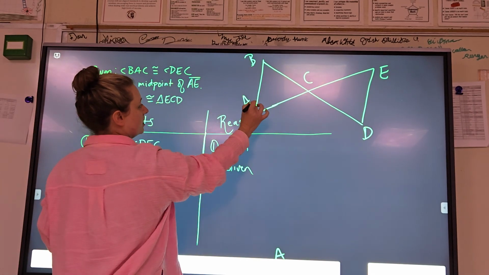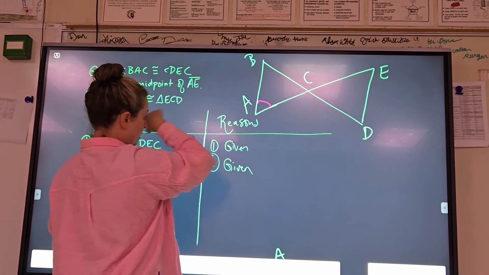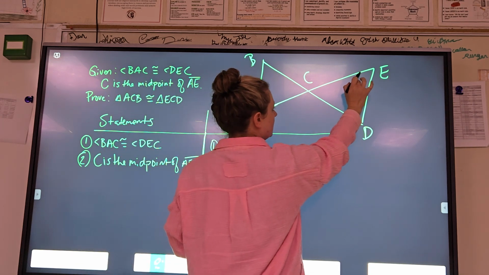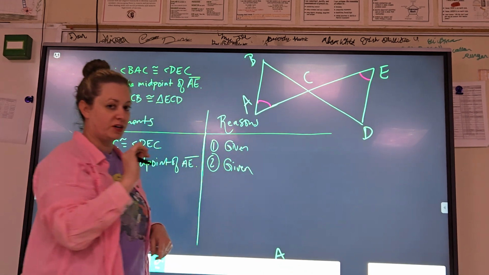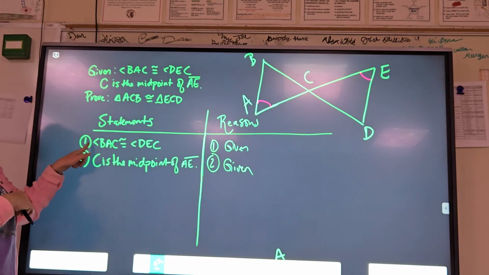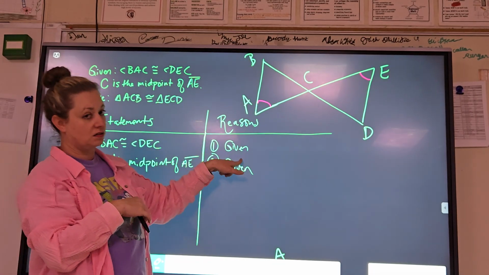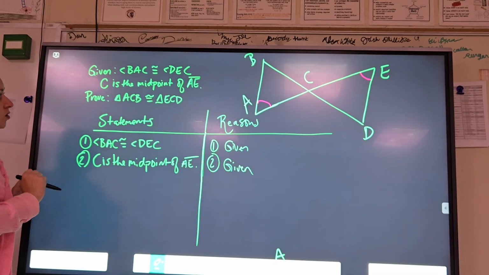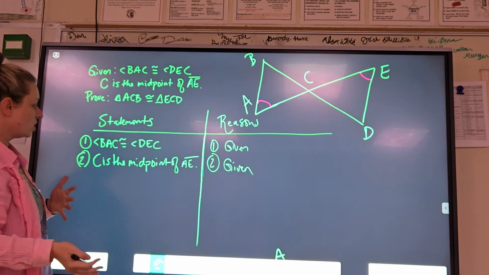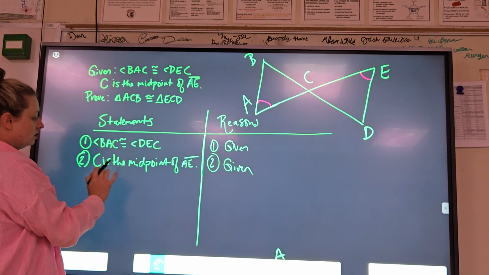We are given that angle BAC is congruent to angle DEC. So mark that on your picture. First statement in the proof is always given. We don't get anything else from that, so we move on to the next one.